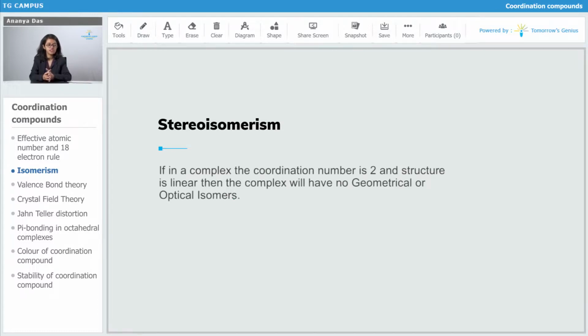If in a complex the coordination number is 2 and the structure is linear, then the complex is going to have no geometrical isomers and no optical isomers. Coordination number is 2, that means a central metal is attached to two ligands and it is attached in a linear way.